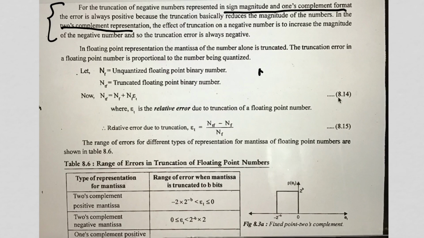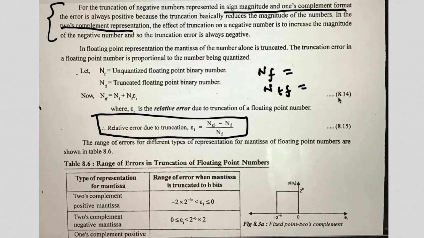See, nf is the unquantized floating point binary number, and ntf represents the truncated floating point binary number. So ntf is actually the unquantized number plus some relative error due to truncation of the floating point number. The relative error due to floating point truncation will be given by this formula: ntf minus nf divided by nf. So the range of errors will be as follows.